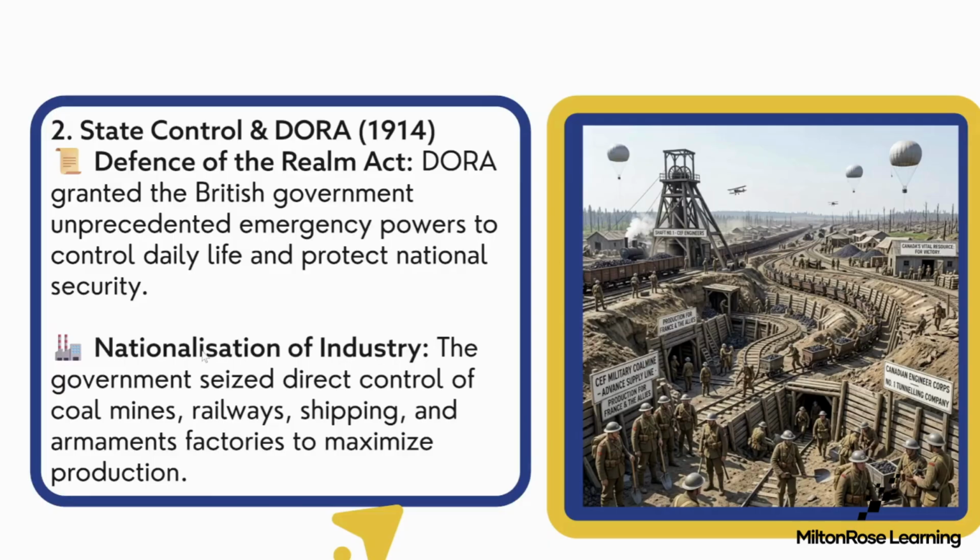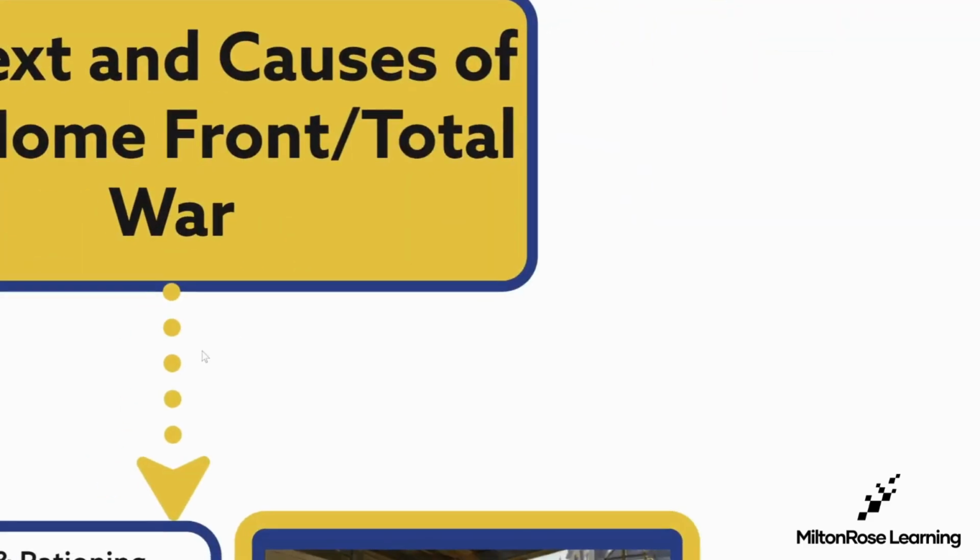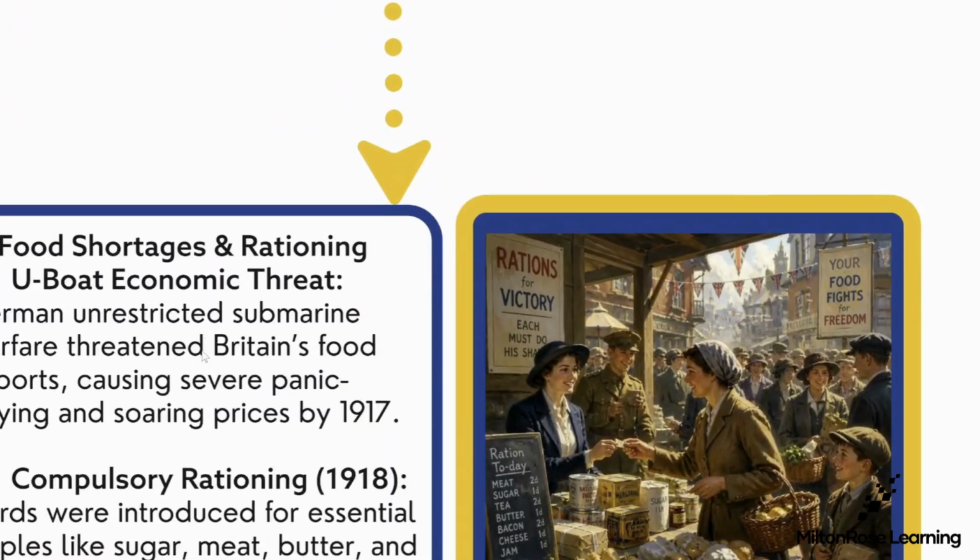Nationalisation of industry as well. The government actually seized direct control of key industries which were going to be needed for the military victory: coal mines, railways, shipping, armaments factories. The government stepped in to control them rather than letting market forces dictate, because that wouldn't have been efficient enough for war. So that massive nationalisation of industry is another socio-economic change, which was very, very profound in this period. And then, what else is driving the home front and total war?